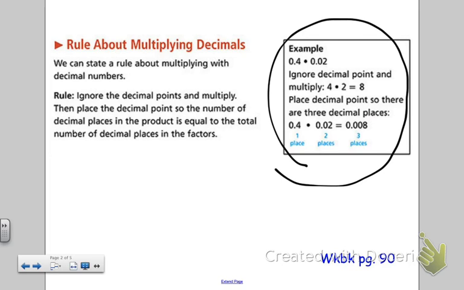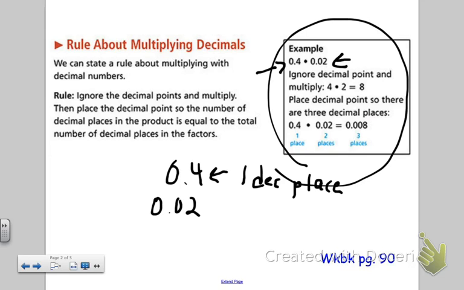All right. Here we have 4/10 times 2/100. Now, if we ignore the decimal point, basically it's 4 times 2, which is very easy. 4 times 2 is 8. And now you are going to use decimal places in the two factors to determine where the decimal point is going to go in your product. So here in our very first factor, we have 4/10. 4/10 has 1 decimal place. That means 1 digit to the right of the decimal point.